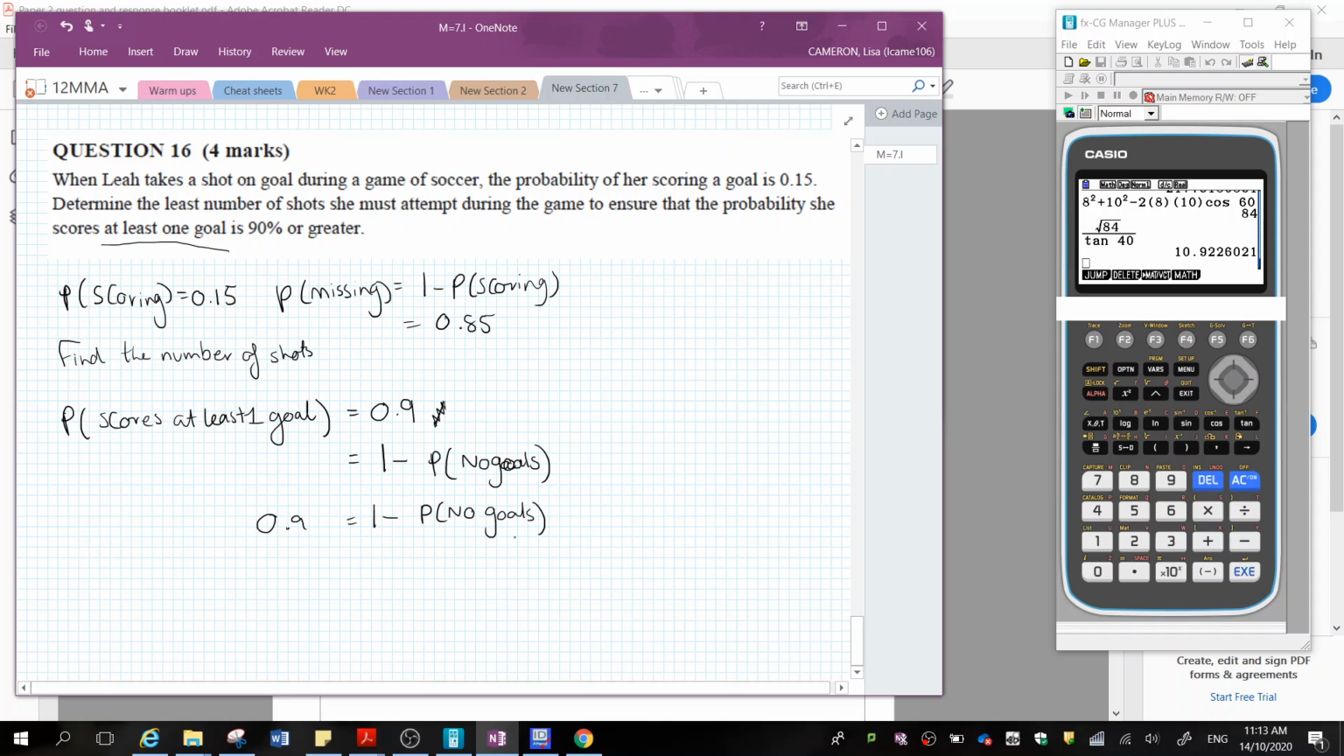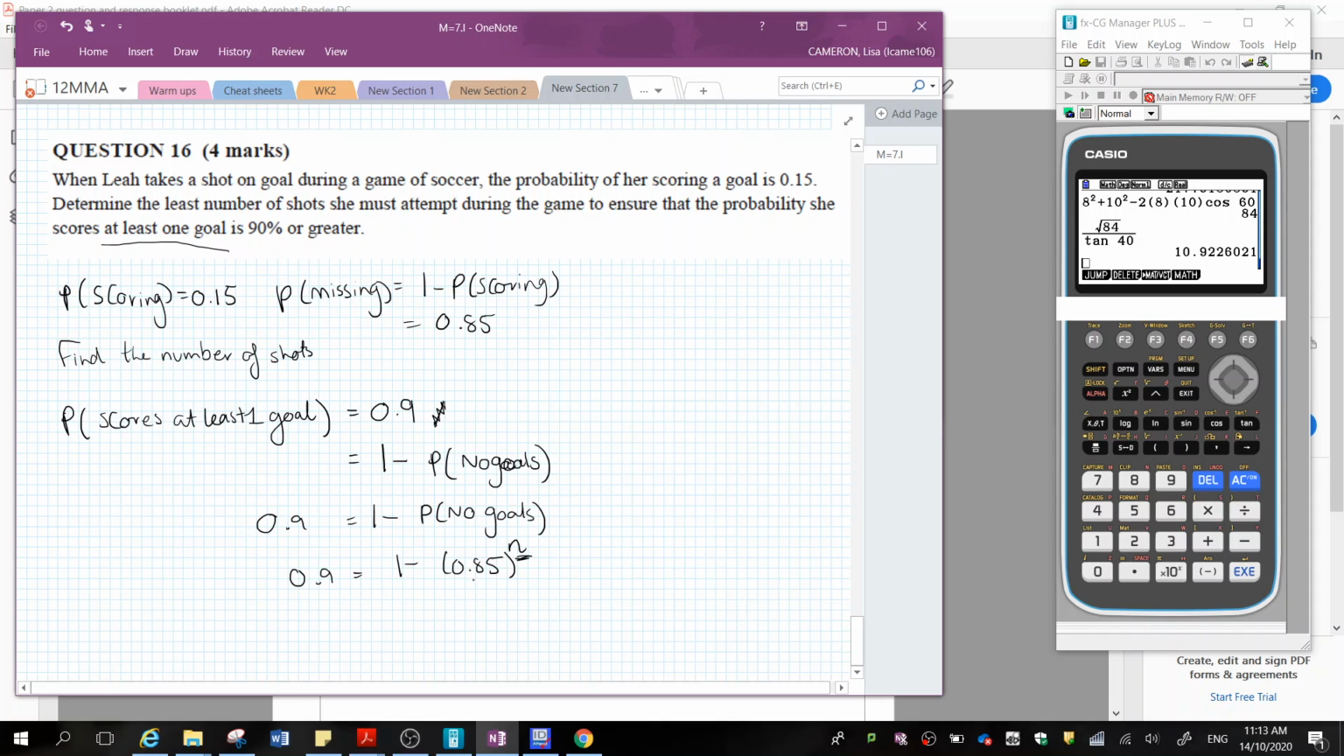Okay, so if she scores no goals, that means that she's missed. So we're going to use the 0.85. And we don't know how many games we're playing, but every time that she misses, then it's an and thing. So it's 0.85 times 0.85 times 0.85 because she misses and she misses and she misses. So this function is going to tell us what n is.